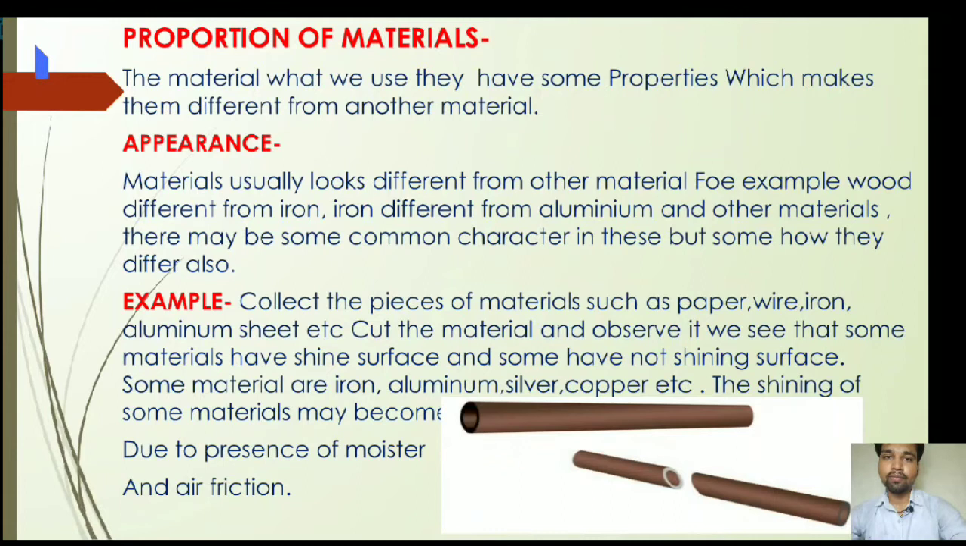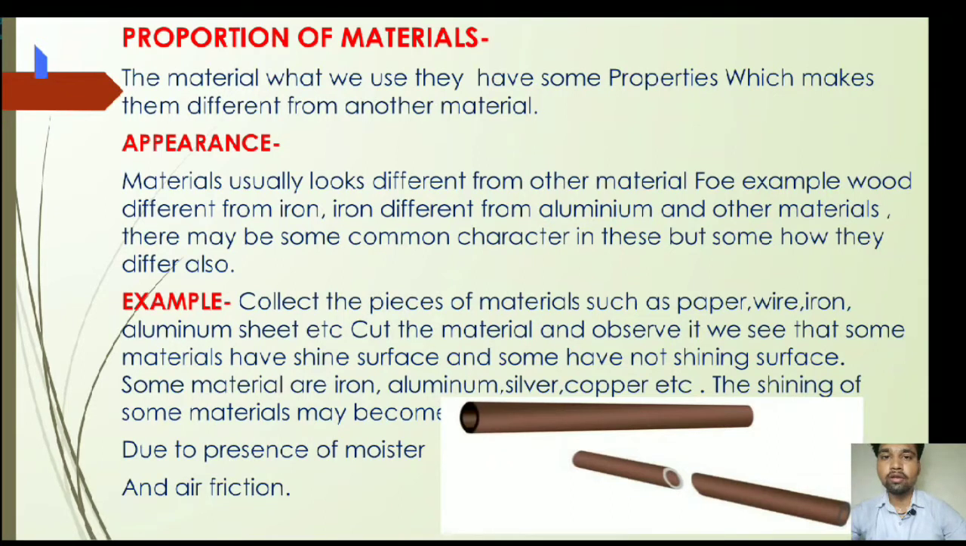The first one is appearance. Appearance means the physical look. When we see any object, it shows its appearance. So friends, materials usually differ from one to another. For example, wood differs from iron, iron differs from aluminium, aluminium differs from other materials. So this difference is also fundamental and responsible for the appearance of these objects.